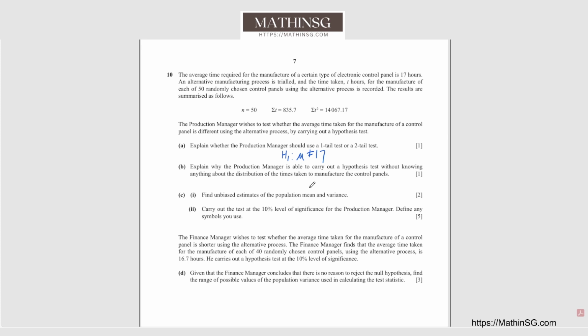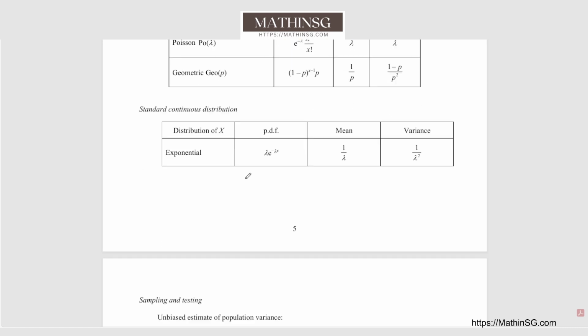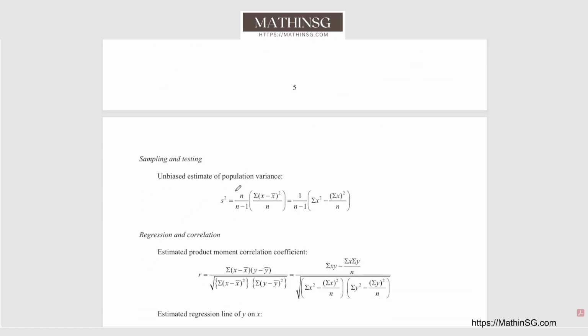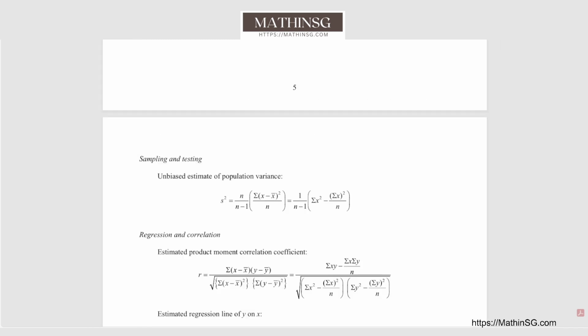This one is basically use the formula from MF27. So, where is it found? Here. Your S square, your unbiased estimate of the population variance, you use this formula. And if you take a look at what is given, you have sum of t and sum of t square. So you will be using this one here.